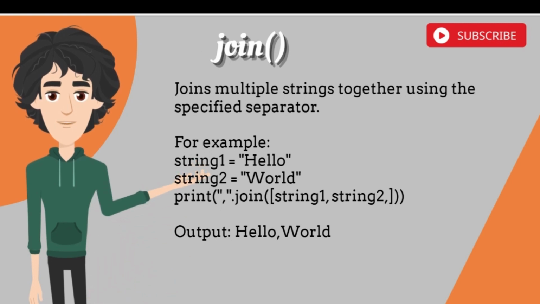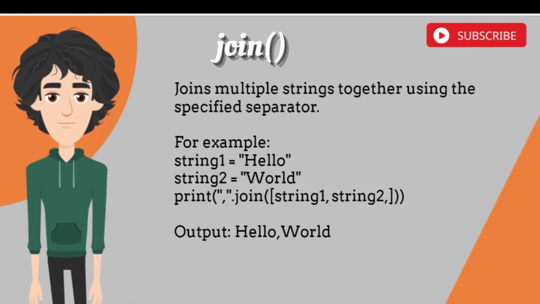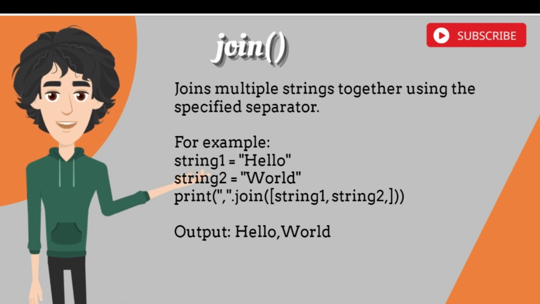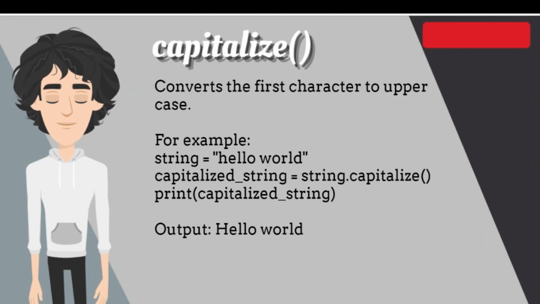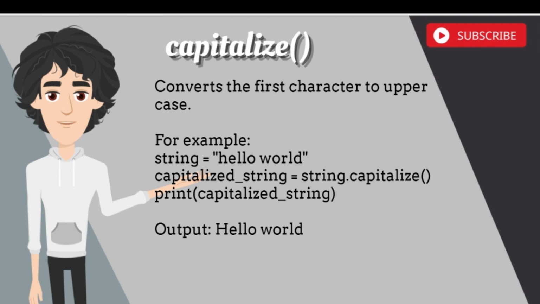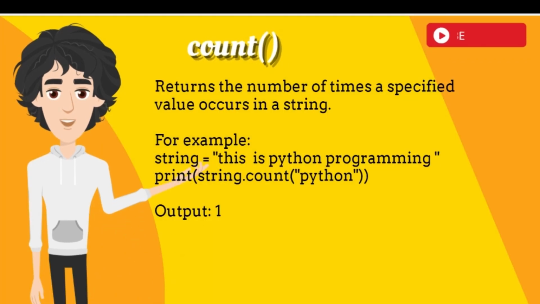Join. Joins multiple strings together using the specified separator. For example, string1 equals hello. string2 equals world. Print join string1, string2. Output, hello, world. Capitalize. Converts the first character to upper case. For example, string equals hello world. capitalized_string equals string.capitalize. Print capitalized_string. Output, Hello world.